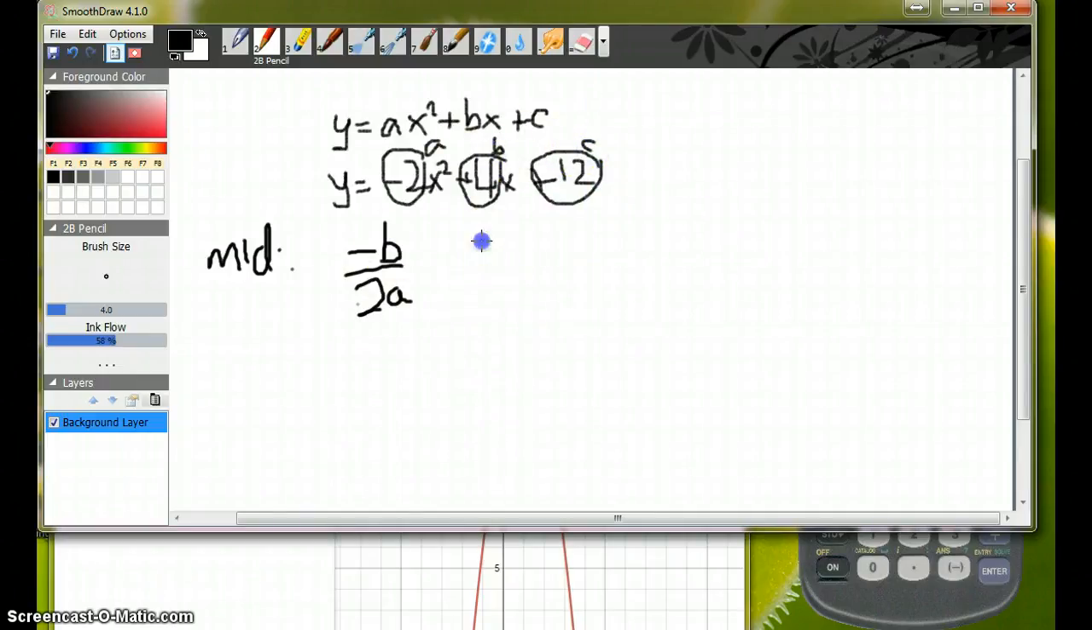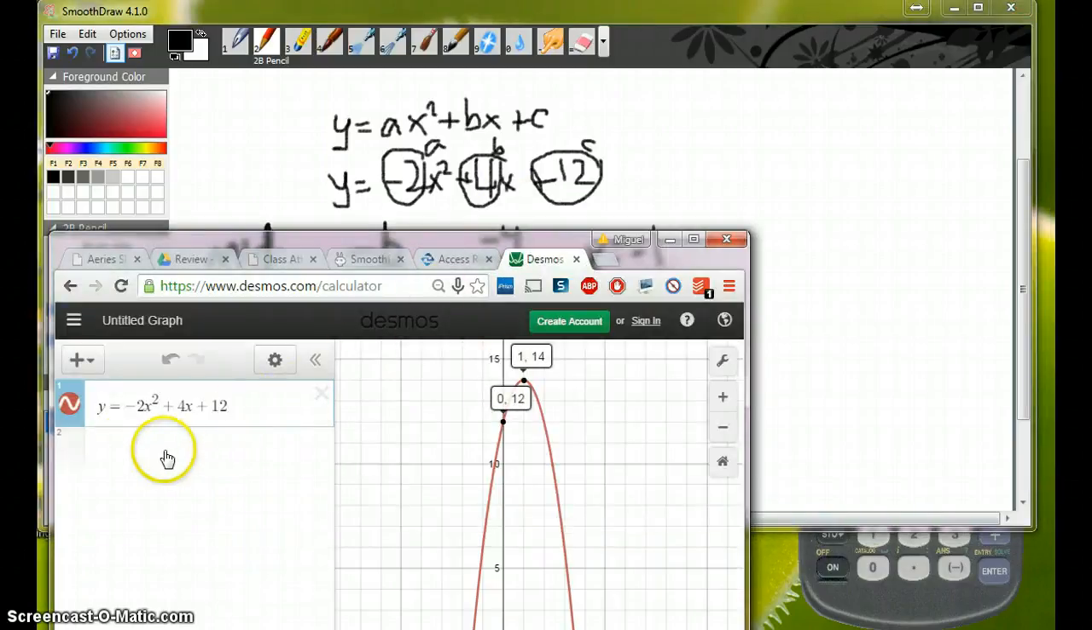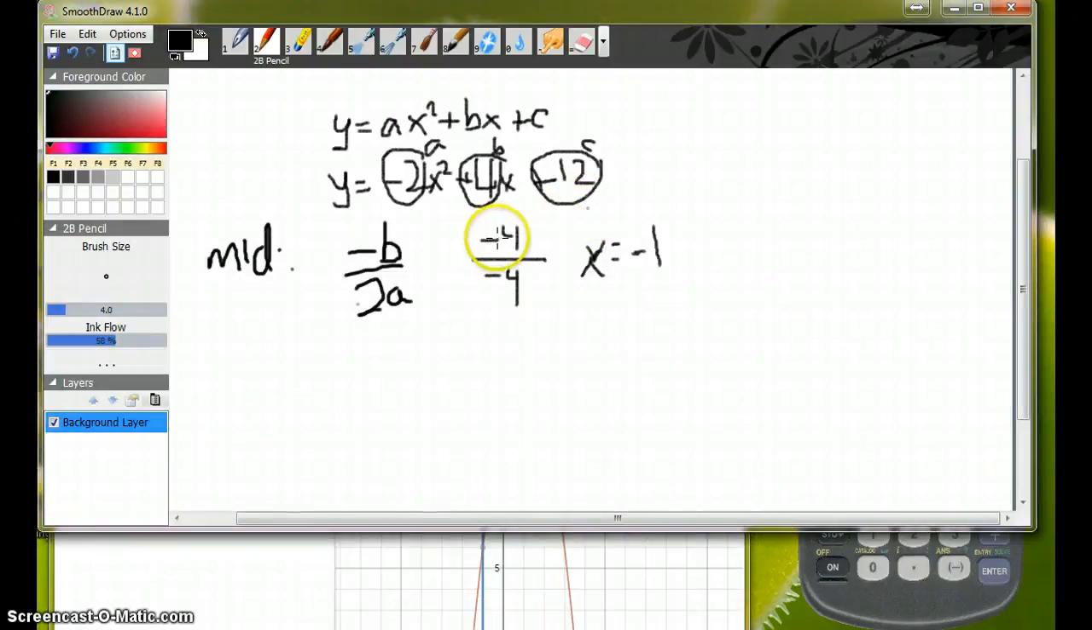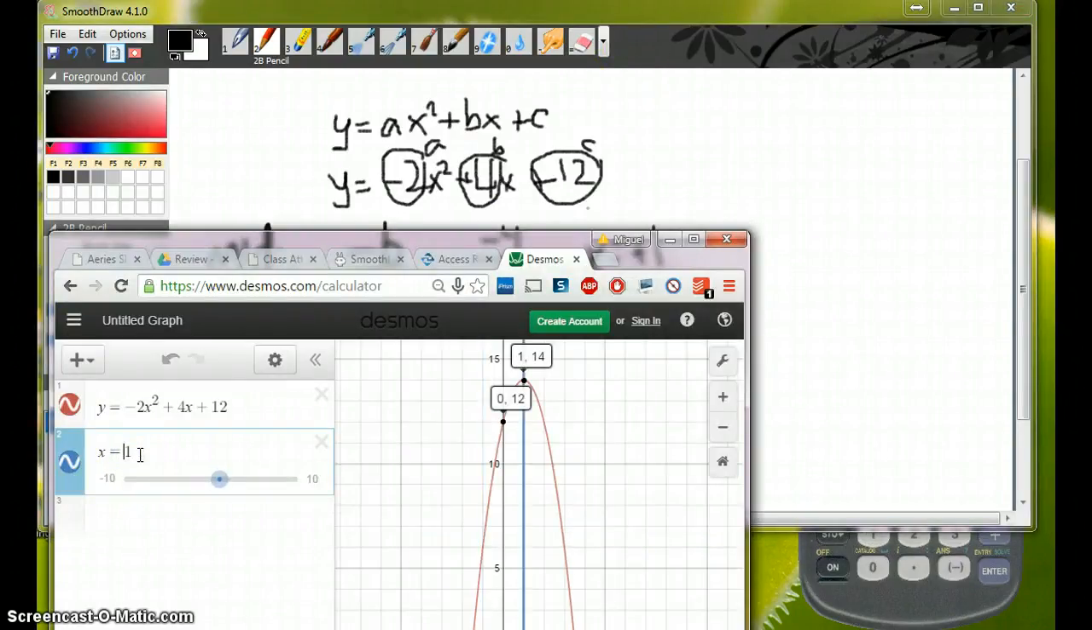So the opposite of that is negative 4, and double of that is negative 4. So it's 2 times that. So then your middle is x equals negative 1. This is your middle. And if you go to your graph, you could type that x equals negative 1. And that does not look like the middle. Oh, because negative divided by negative is positive. Whoopsie. Okay, so this is actually positive 1.